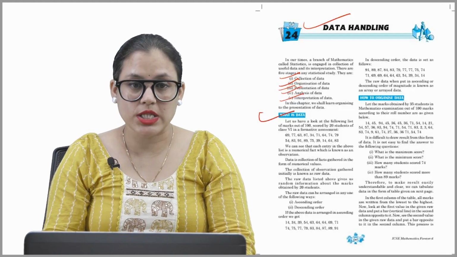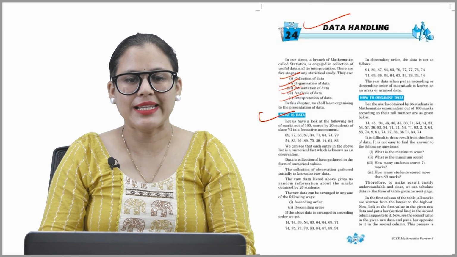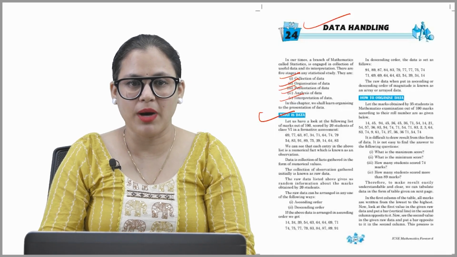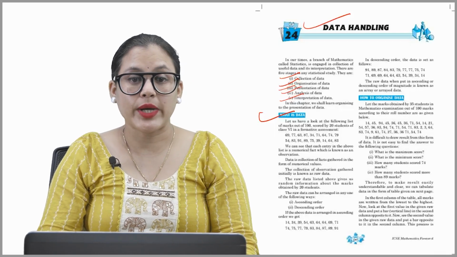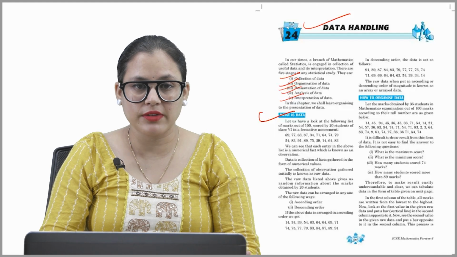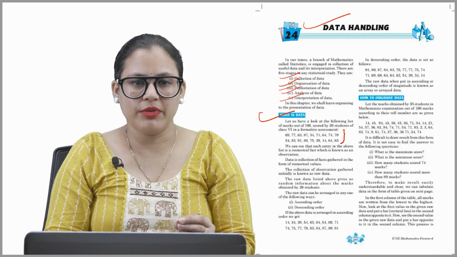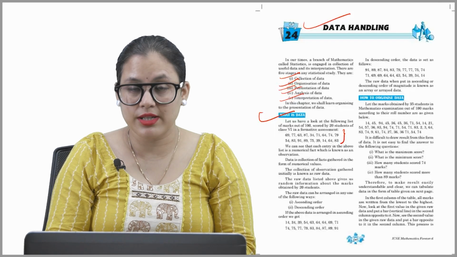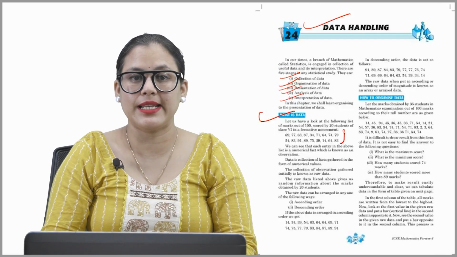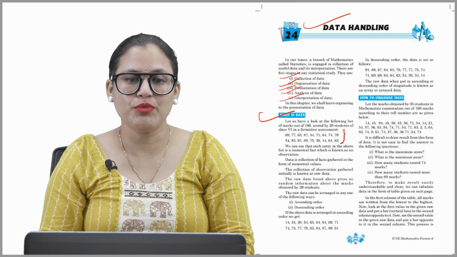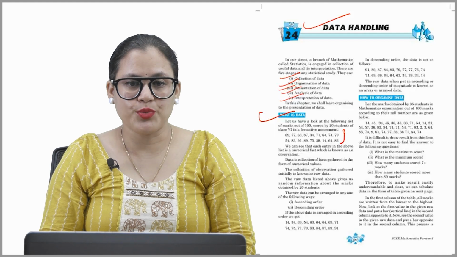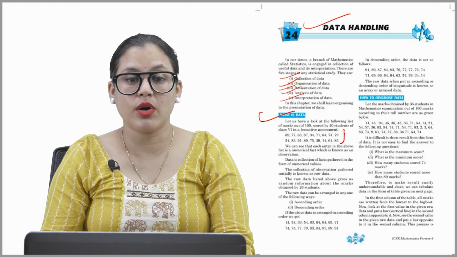First, let's learn what is data. Let us have a look at the following list of marks out of 100 scored by 20 students of class 6 in a formative assessment. Okay, these are the marks. So we can see that each entry in the above list is a numerical fact which is known as an observation. Data is collection of facts gathered in the form of numerical values. The collection of observation gathered initially is known as raw data.